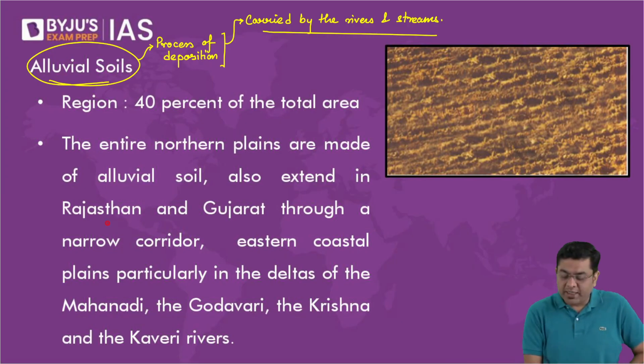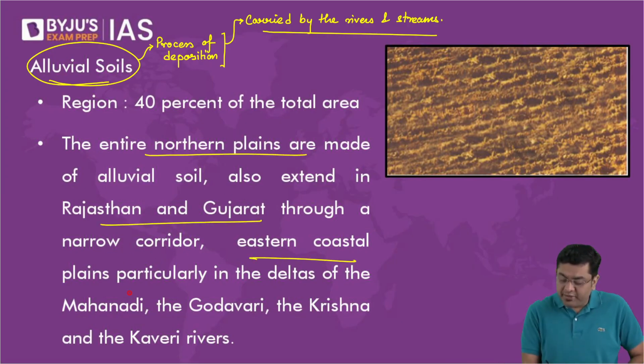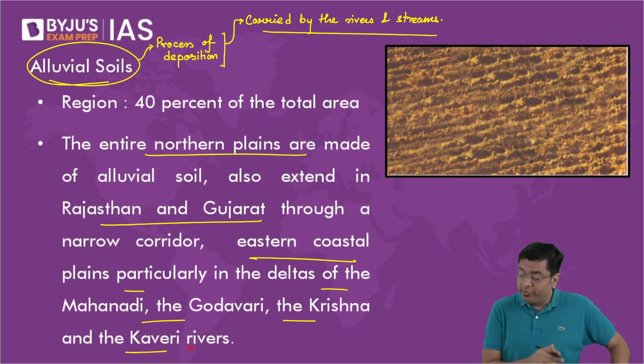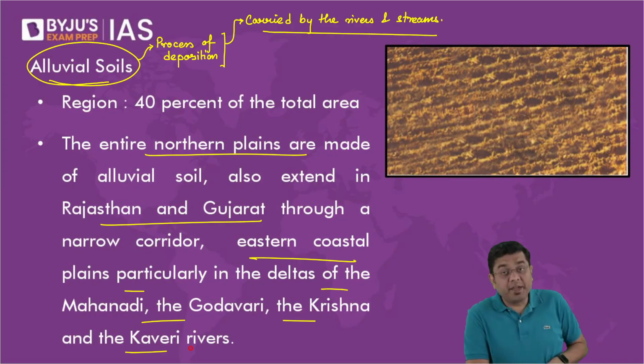So Rajasthan and Gujarat in certain parts, the entire northern plains, the eastern coastal plains, particularly the deltas of the various different rivers, these are abundant with alluvial soil. These alluvial soils are very, very fertile. Okay, they are found to be very fertile. So in the floodplains, whenever you have recurrent floods, will they carry out a greater amount of deposition, yes or no? What do you think?